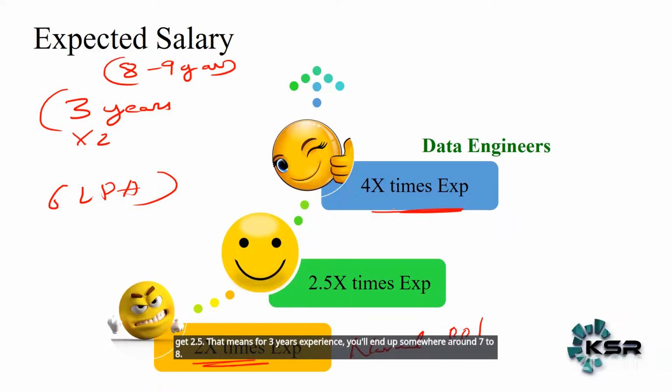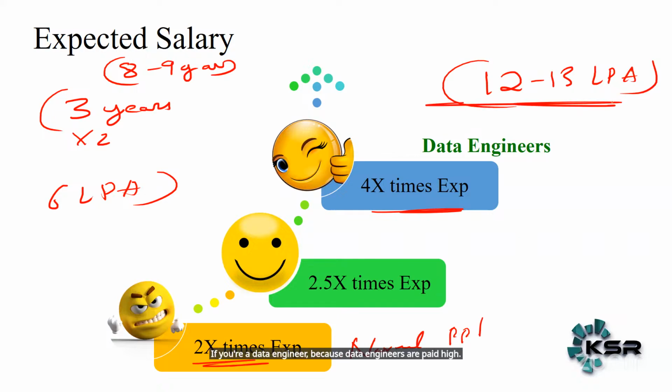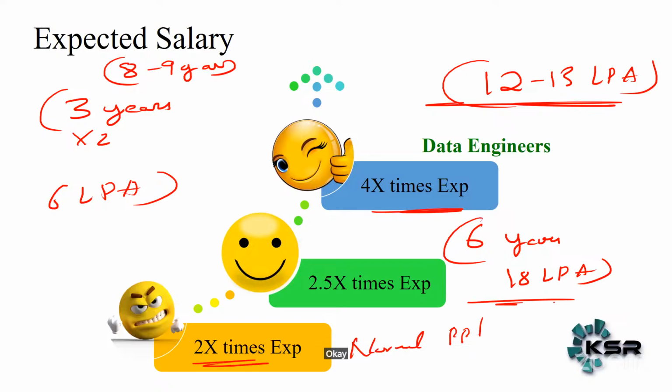But if you are a data engineer, you can still get 12 to 13, because data engineers are paid high. Okay, data engineers are paid high. One of my team members had 6 years of experience and he was getting 18 lakhs. Okay, 18 lakhs. He learned data engineering from me.